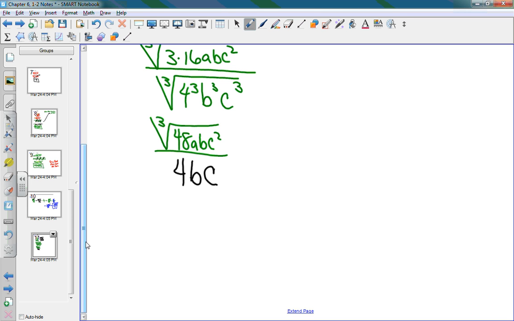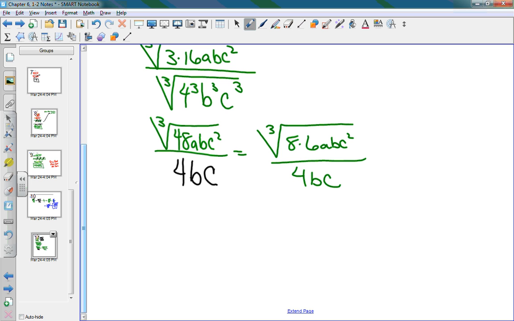Well, what's a perfect cube? 2 times 2 times 2 is 8. Does 8 go into 48? Yes. Well, that's going to give me 8 times 6 abc squared all over 4bc. And what is the cube root of 8? 2. So that's going to give me 2 times the cube root of 6abc squared all over 4bc.